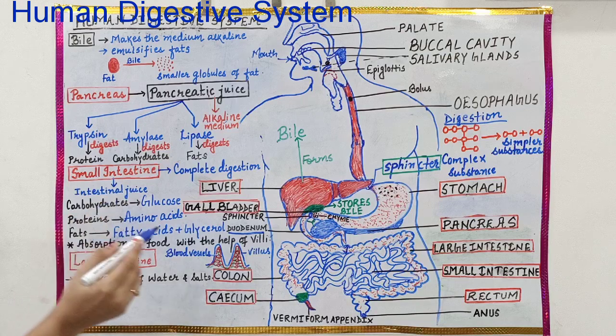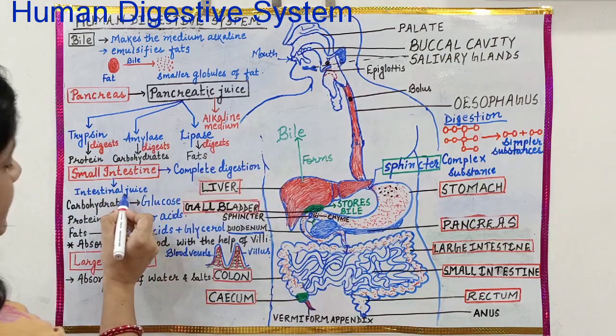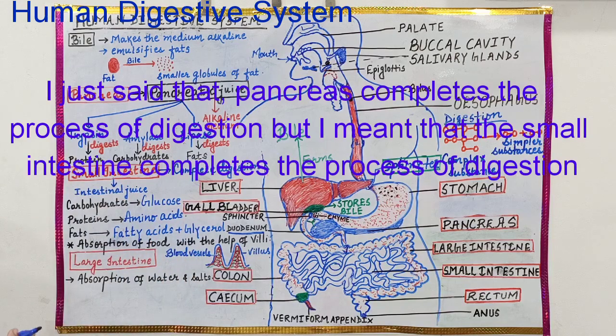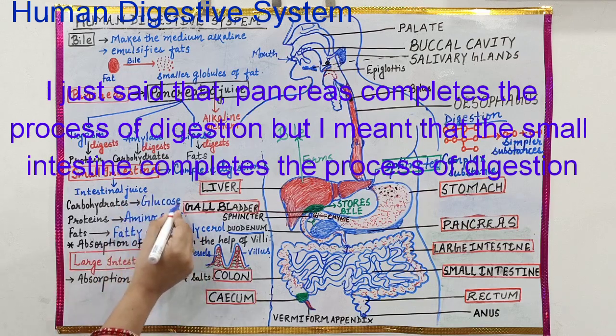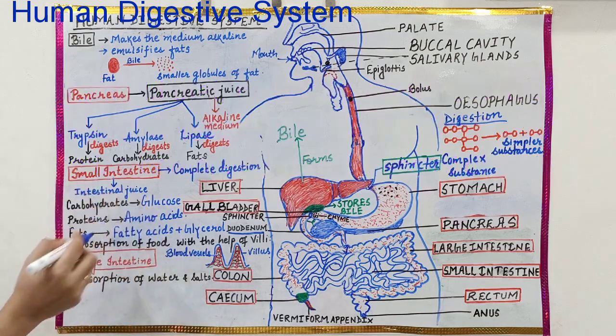So with the help of secretions from the liver, pancreas and its own intestinal juice, the small intestine completes the process of digestion. In this process, carbohydrates are ultimately converted into glucose, proteins into amino acids, and fats into fatty acids and glycerol. These are forms of food which may be absorbed by the blood.